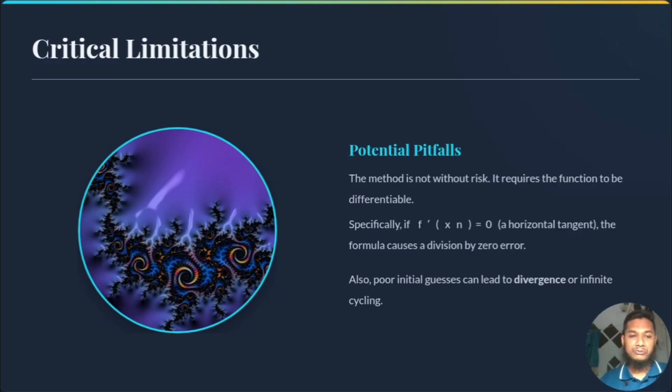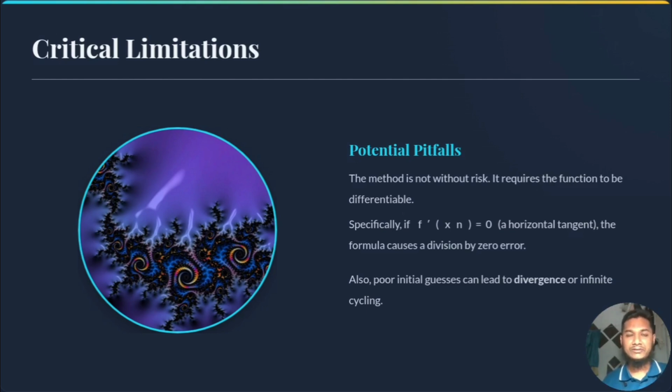So, the critical limitations. As engineers, we must understand the failure modes. This is not a magic bullet. First, if the derivative is 0, a horizontal tangent, the formula divides by 0 and the algorithm crashes. Second, if our initial guess is too far away, or near an inflection point, the tangent line can actually shoot us away from the root, causing divergence. It is powerful, but it requires a good neighborhood to start in.